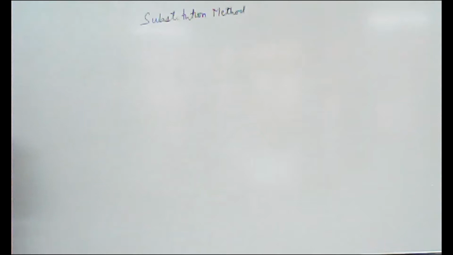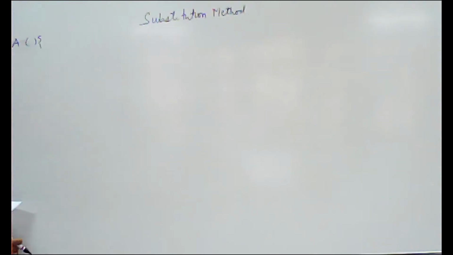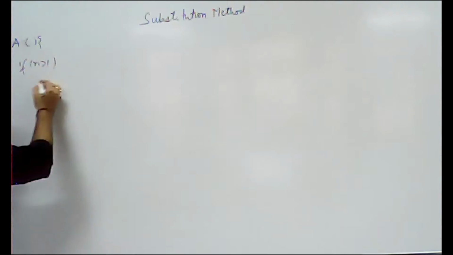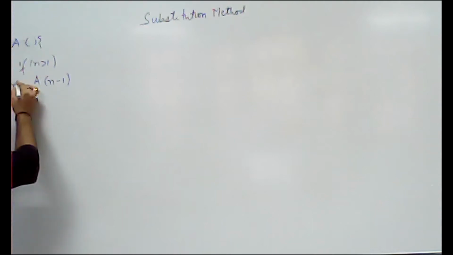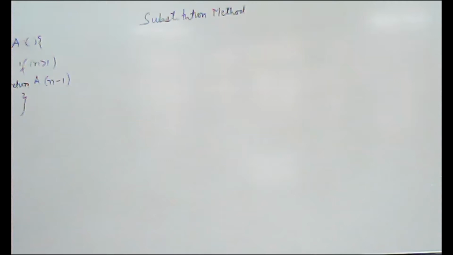Okay. So suppose an algorithm is given like this. If n is greater than 1, return a(n minus 1). So a(n minus 1) is a recursion. It is a recursive call because the function is calling itself.